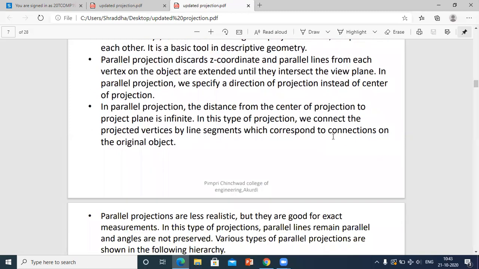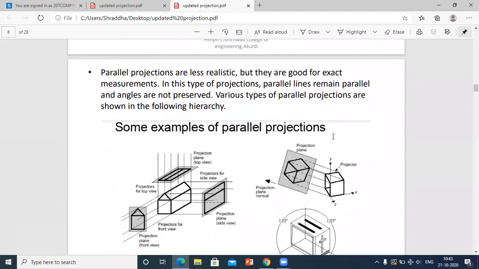So after that, the fourth point is, in parallel projections, we see they are less realistic. As I told you, parallel projections are used for engineering drawing and architectural drawing. They are realistic but less realistic. But they are good for exact measurements. As they are used for engineering drawing and architectural drawing, measurement should be very strong. So they are very good for exact measurements.